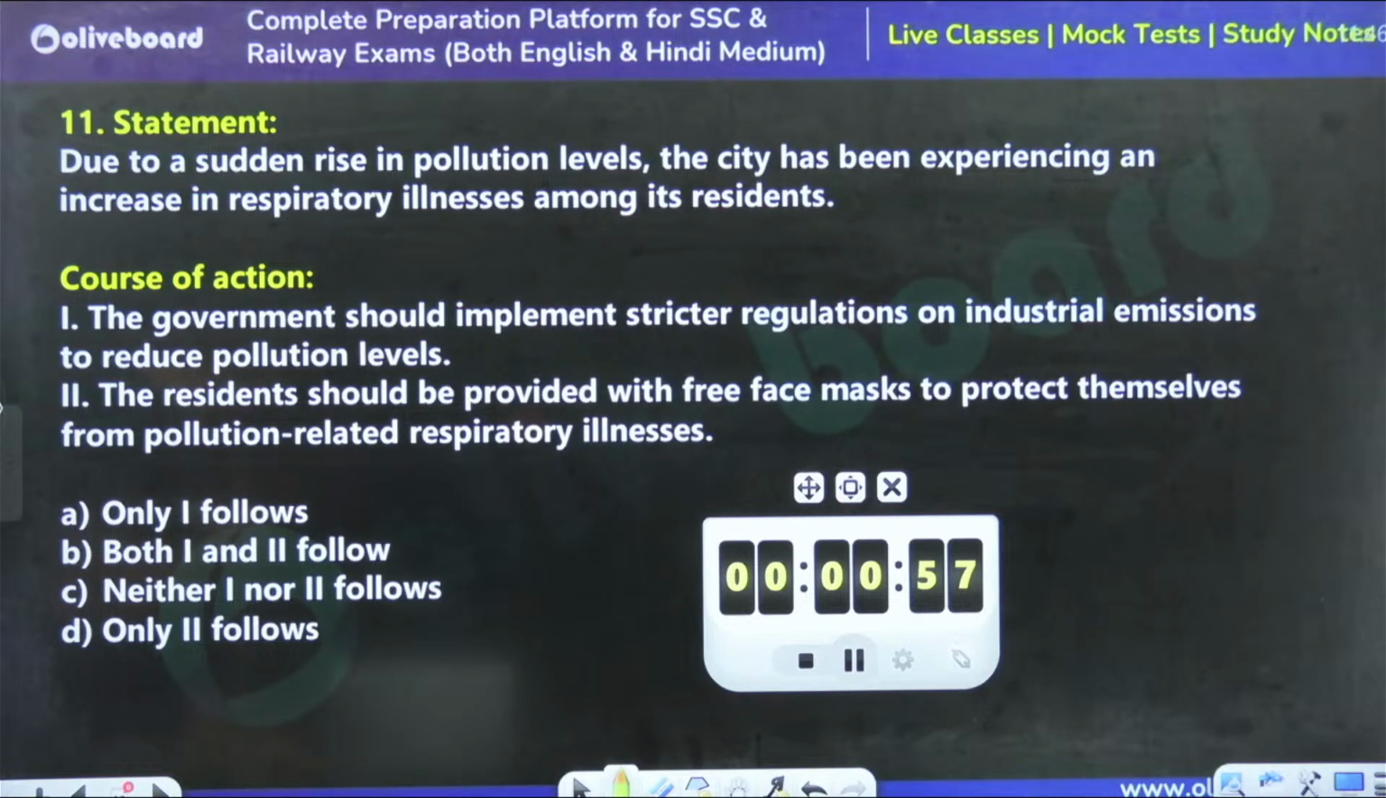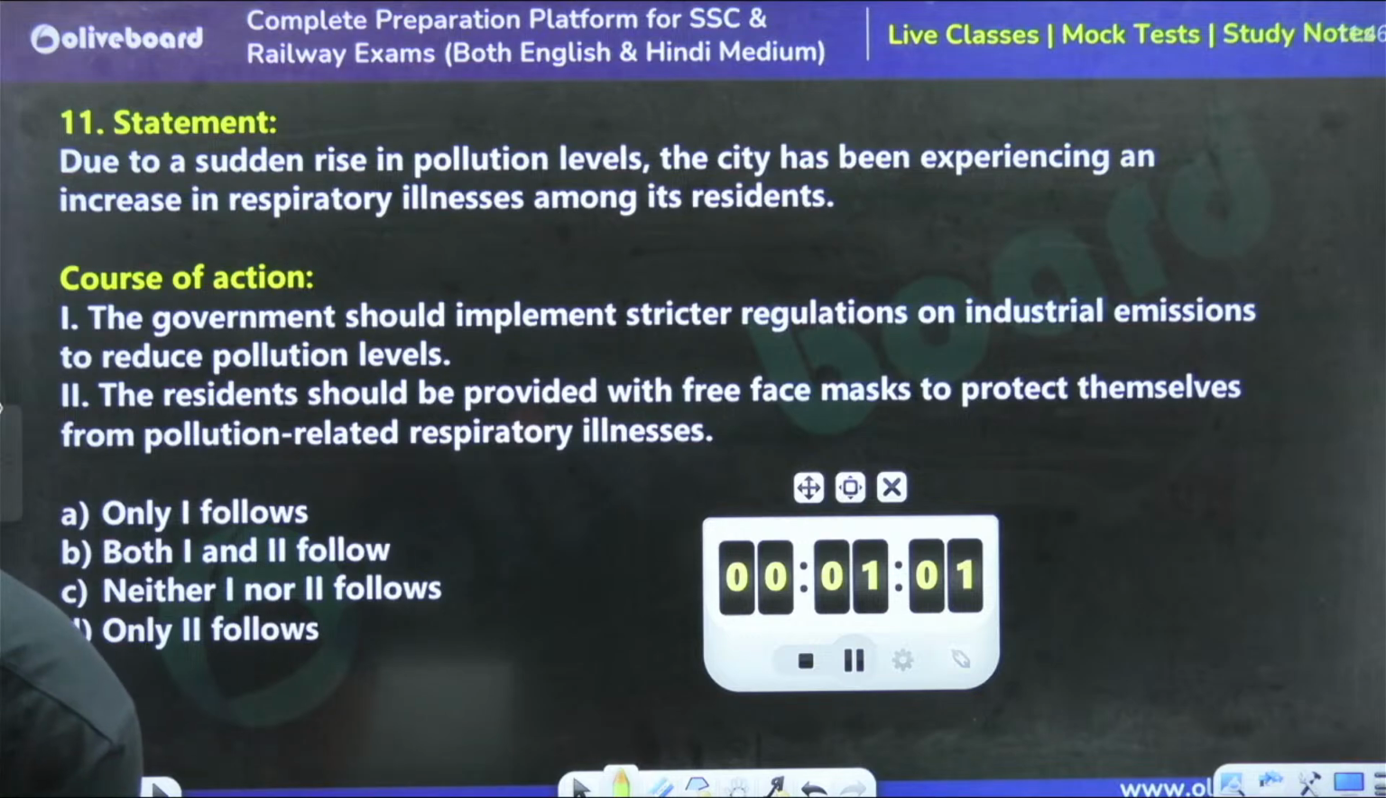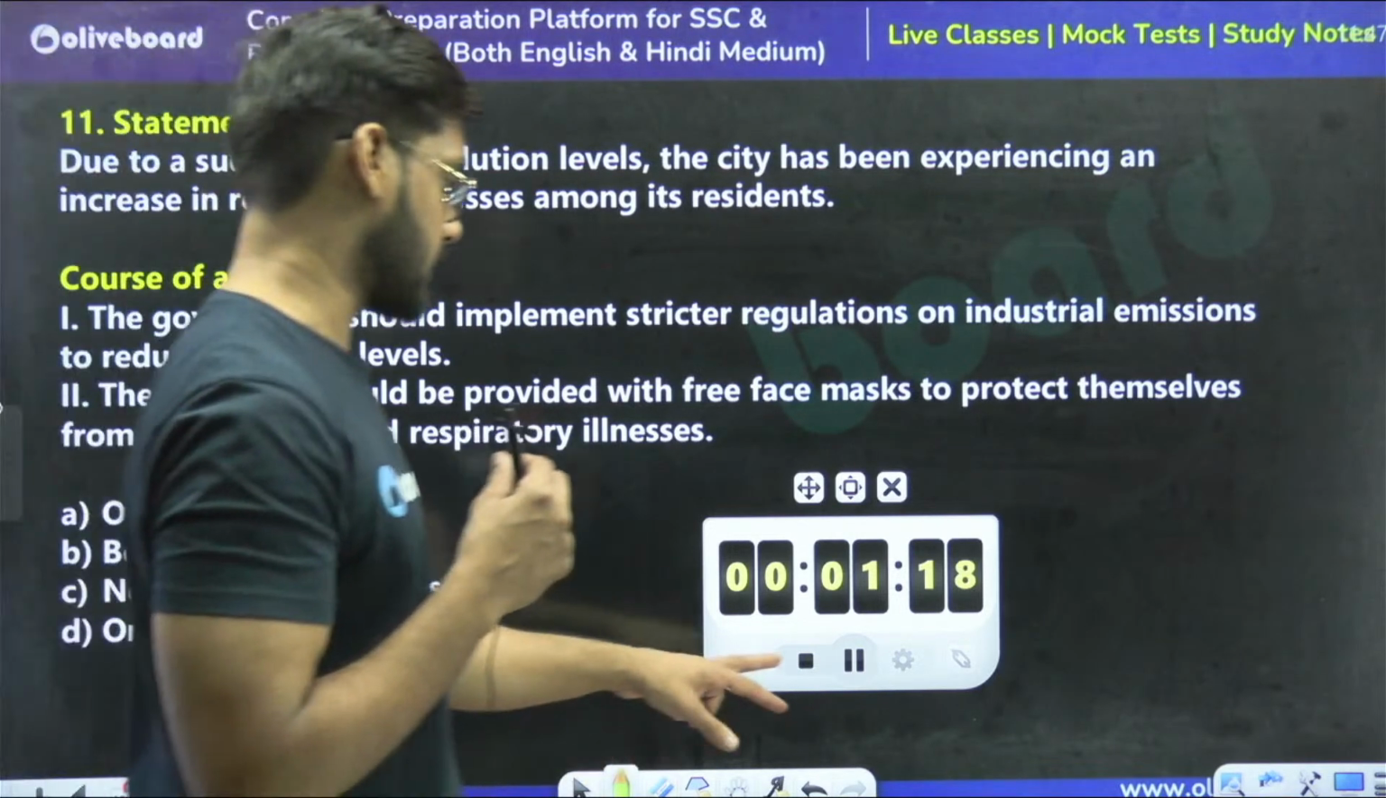Okay. Many students are saying both. Okay. Arun Pandey is saying 2. Manish is saying 1. Okay. Let's see the right answer.